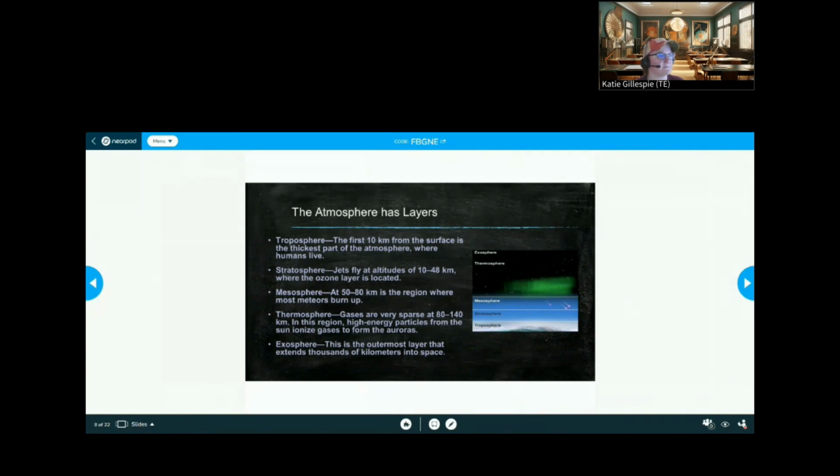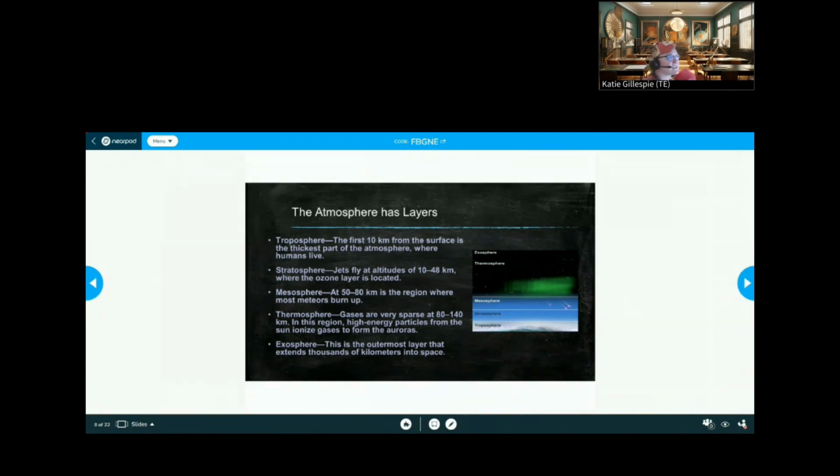It's the thickest layer. And that makes sense, right? We talked about density in interior Earth. What happens to dense materials? It sinks. So if we were using that same concept to understand the atmosphere, it would make sense that closer to the surface would be the thickest layer. This is where humans live, and also, again, weather occurs in the troposphere.